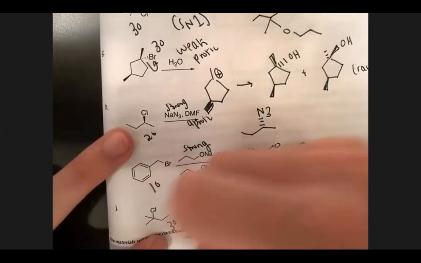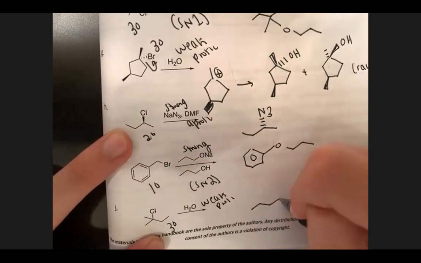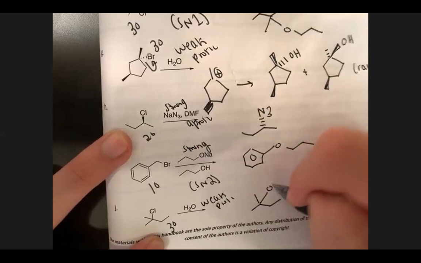So then, where are we on? Okay, we're on that one. So that was Sn2. And then our last one here is tertiary, weak, protic. So that means Sn1. Okay. I think you guys are pretty good at this by now. You guys all got this. Sn1, Sn2 stuff. Okay.